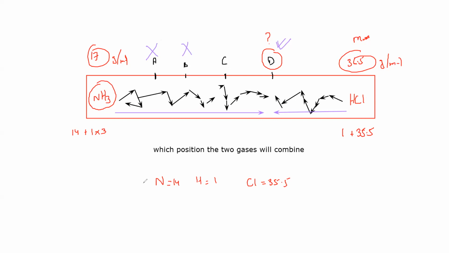Is this example clear? How do we identify the likely point where the two gases combine? By comparing their mass and rate of diffusion. The one which is lighter will move faster. As it moves faster, it will cover a greater distance as compared to the heavy one.